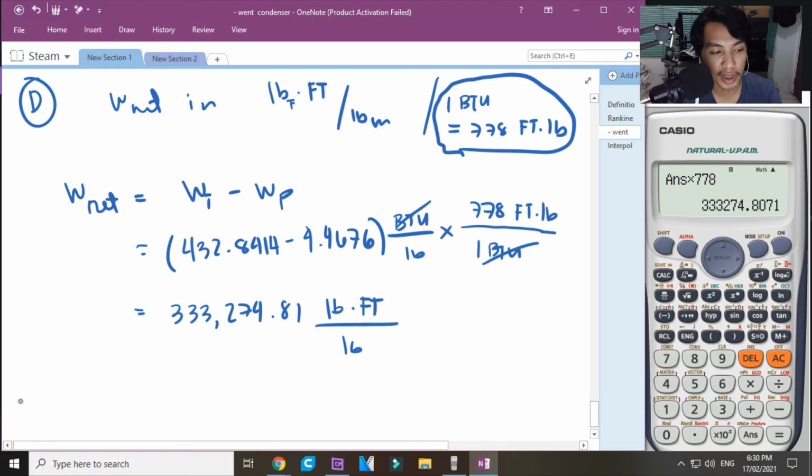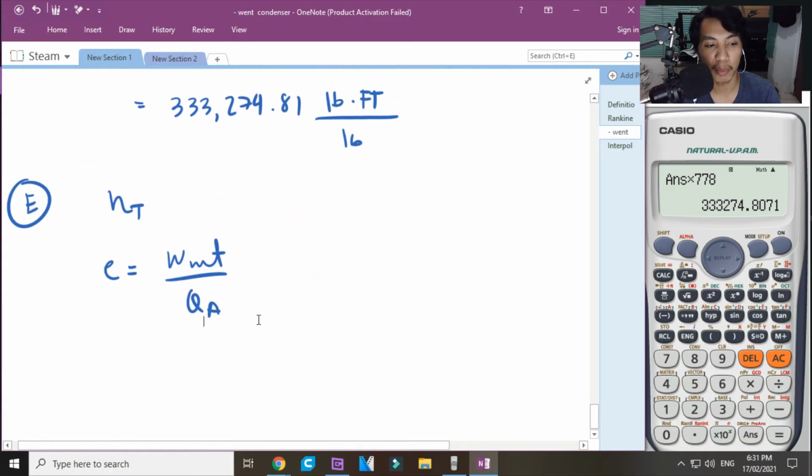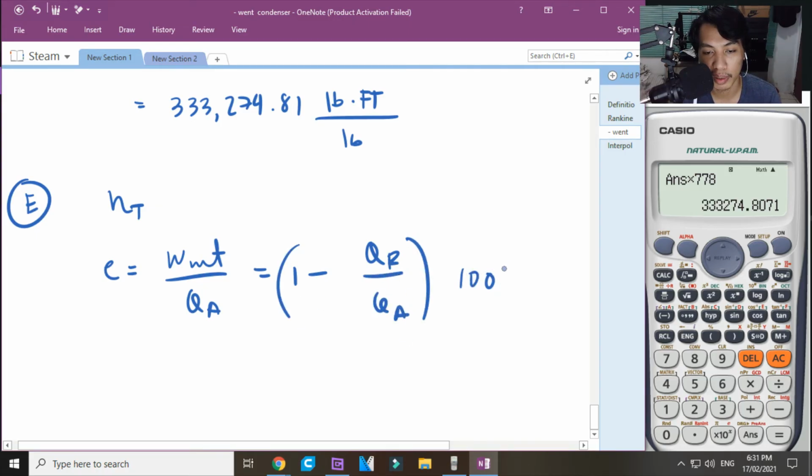For thermal efficiency, sa letter E. Nu T, thermal efficiency. E equal to work net over QA. Ano ba mas madali? Work net over QA. Pero ganito na lang, pwede to: 1 minus QR over QA, multiply natin ng 100%. So, E will be 100%.